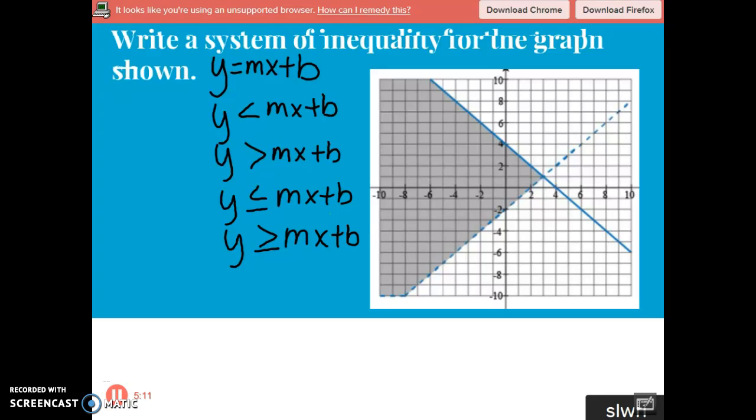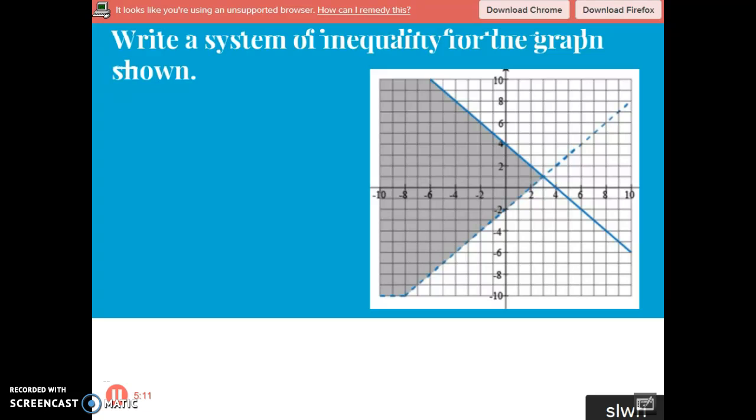We have to write this for these two lines here for this equation. The first thing we're going to do, the easiest way to start this, is to find your y-intercepts. So for this first solid line, my y-intercept is 4. So the b for graph 1 is 4. We're now going to find the m, or the slope.